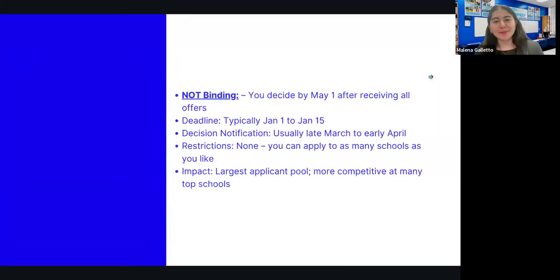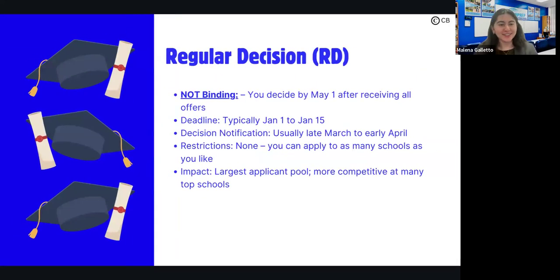Okay, and the last application type is the regular decision, and this is going to be the last round, and it's the most generic one. So it's not going to be binding. You can decide to go to any schools that you get into regular decision. And the typical deadline is going to be January 1st, with some schools extending up until January 15th. And you're going to be let know about your decision, usually in late March and sometimes in early April.